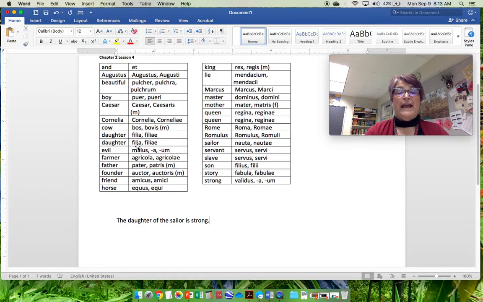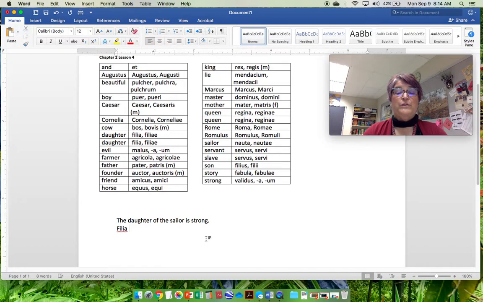Remember that I'm looking at the subject form, which is the first word, filia, and the possessive form, filiae. When I look at my sentence, I see that daughter is the subject, so to write this in Latin, I start with the word filia, which is the nominative form of the noun. Of is an alternate way to show possession. I cannot write the word of, nor do I write the word the in Latin.